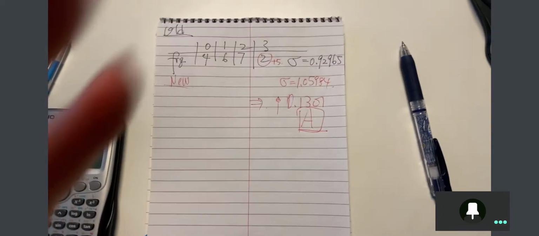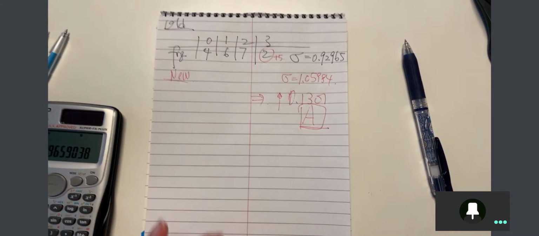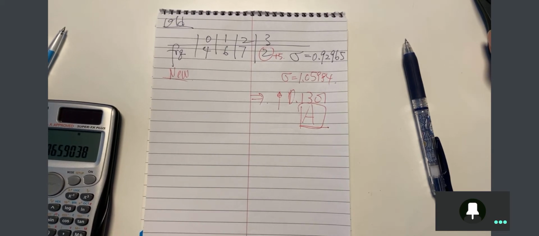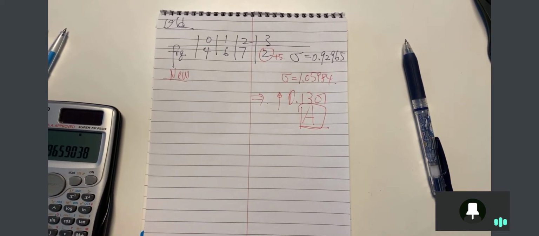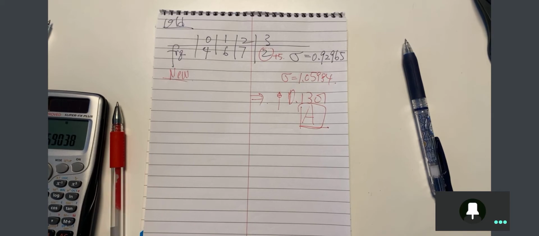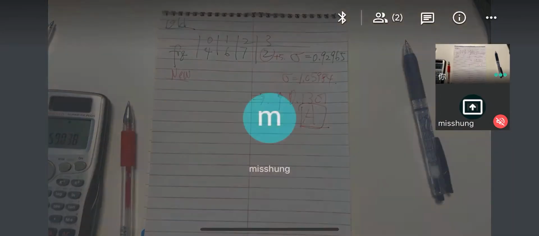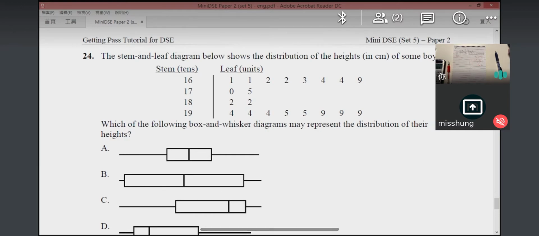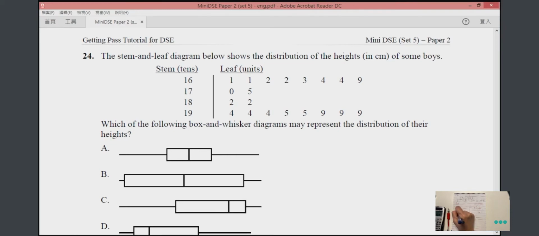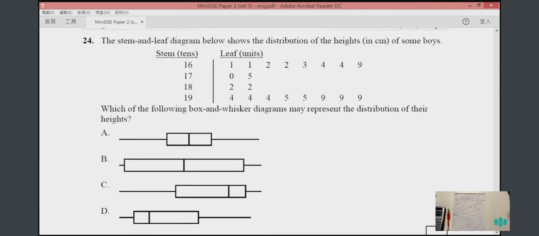And then the last question. For the last question, of course, I hope that you can draw it out, but take a look at the question first. Number 27. You have a stem and leaf diagram showing you the data and the distribution like this, and then you figure out the box diagram. Take a look at options A, B, C, and D.